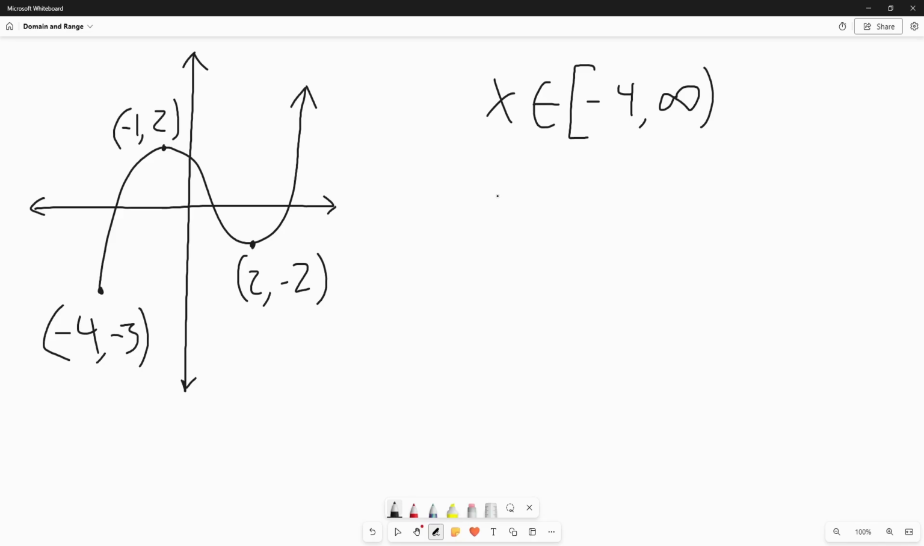And the range is pretty similar. It starts at -3, and as you can see, the range or the y values approach infinity. So we can write y exists in square bracket -3, comma, infinity. So for this graph, this is our domain and this is our range. x exists in square bracket -4, comma, infinity, and y exists in square bracket -3, comma, infinity.